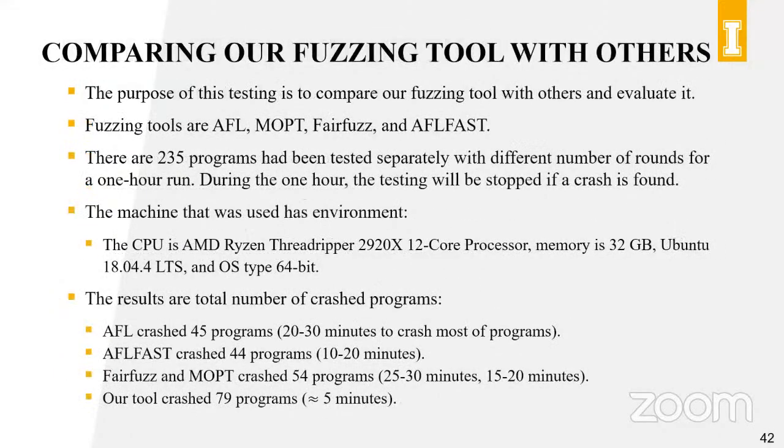Comparing our tool with others: the purpose of this testing is to compare our fuzzing tool with other tools and evaluate it. So we used the tools AFL, MOPT, FairFuzz, and AFLFast. There are 235 programs that were tested separately, with a different number of rounds, taking about 1 hour each for each program. During the 1 hour, the testing will be stopped if a crash or a vulnerability has been found.